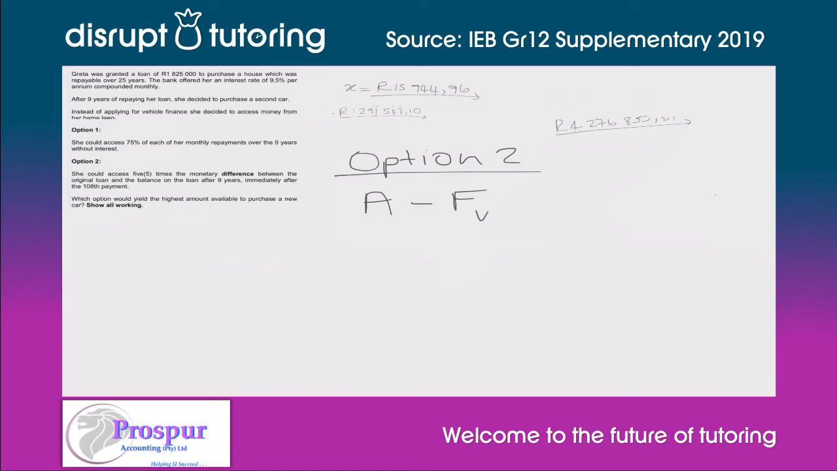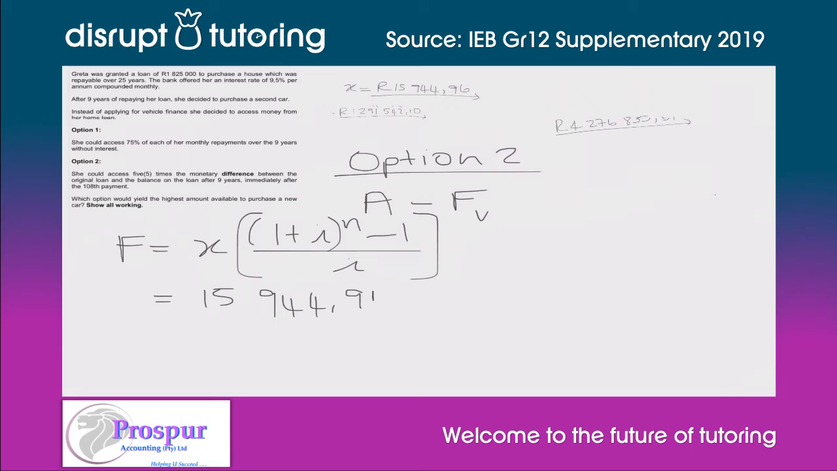So that is A. Now we need to calculate our future value. Essentially, what we're doing now is working out how much money we have actually paid off, including the interest rate as well. Here we're going to use our future value formula, which is our monthly repayment, open brackets, 1 plus the interest rate, to the power of the number of periods, minus 1, all over the interest rate. Let's plug in our values now. Our monthly repayment, which we've already calculated, is 15,944.96 Rand.